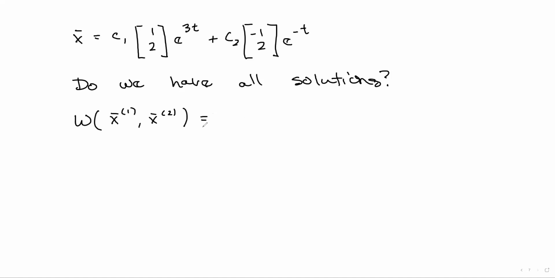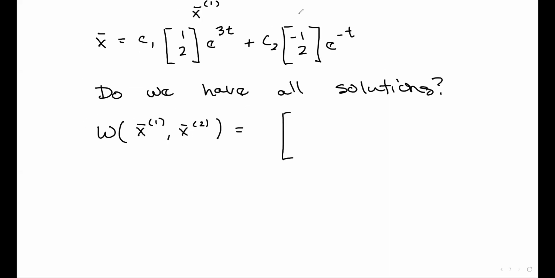So what is the Wronskian when it comes to systems of differential equations? What you want to do is create a matrix that is made up from each of the solution vectors as columns. All right, so we want to create a matrix that has our solutions, right? This is X1. And this is X2. We want to create a matrix with those.